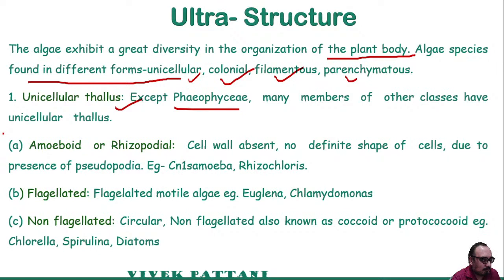The algae exhibit a great diversity in the organization of the plant body. The algal species are found in unicellular, colonial, filamentous and parenchymatous forms. Now moving further with the different types of thallus, the first one we are going to discuss is the unicellular thallus. Except for one family, many members of the other classes have a unicellular thallus.